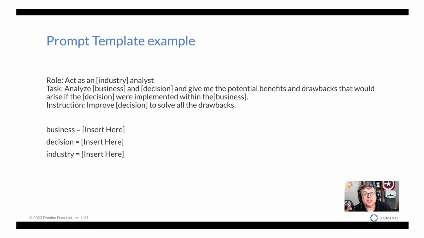So this is a prompt template example. And as you see, we've got the role, act as an industry analyst, the task, analyze business and decision, and give me the potential benefits and drawbacks that would arise if the decision were implemented within the business. And an instruction, improve decision to solve all the drawbacks. So since this is templatized now, we could use it for an automotive business or a sales business or with a competitive decision or a strategic decision in a specific industry. So we're moving past that one-off solution into something that can be run over and over and automated.